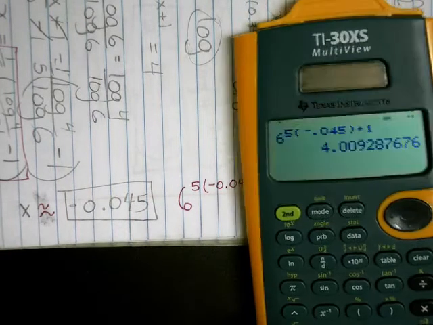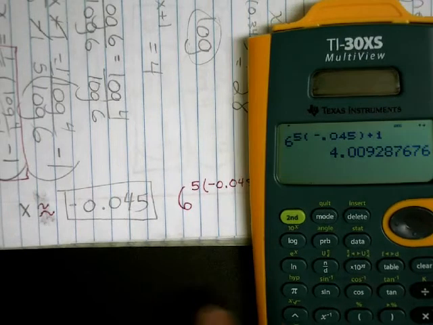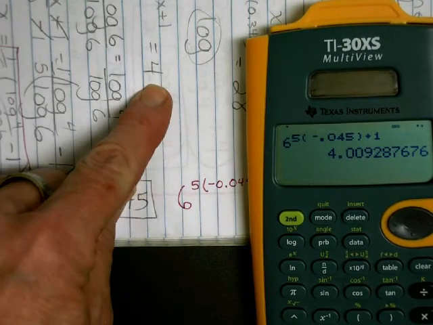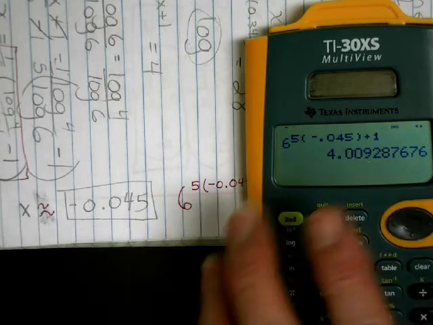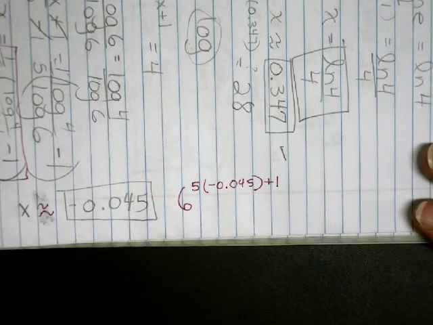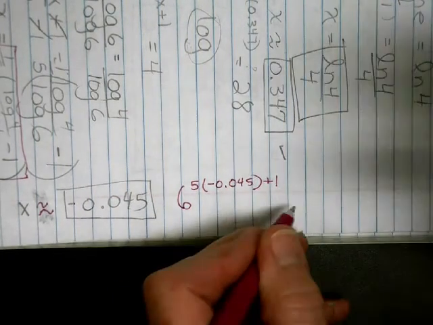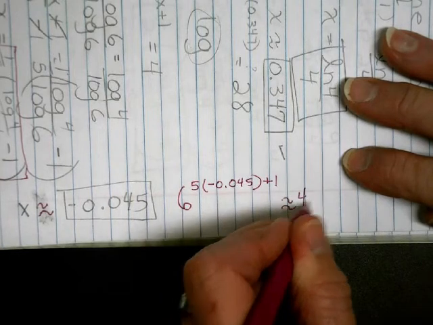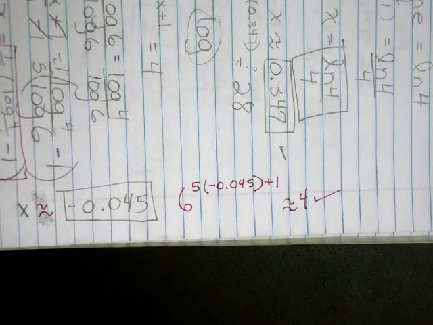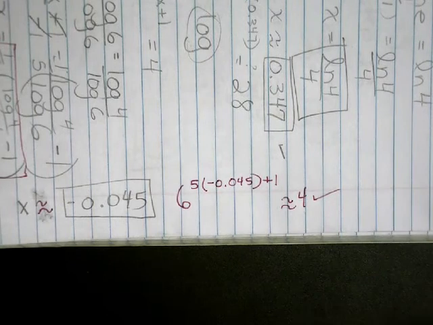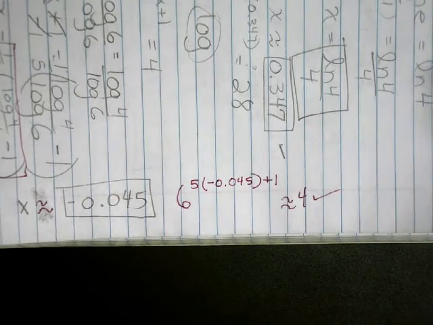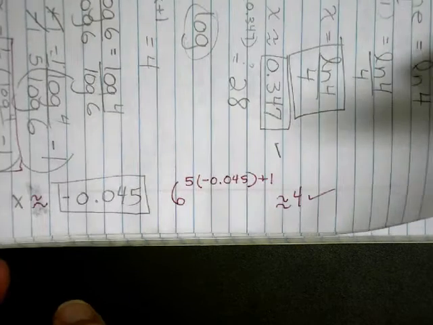And see how it's close to 4? The original said equal to 4, but that's because we rounded. So remember, checking your answer is a wise move. About 4, so it checked out. That's the key to number 8. And for the rest of the exponential equations, check your answer. Okay, we'll go on to number 9.